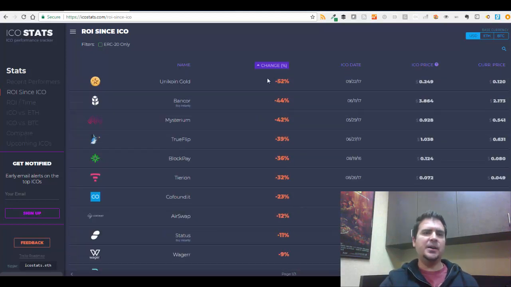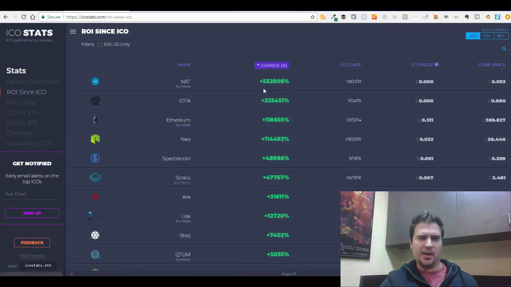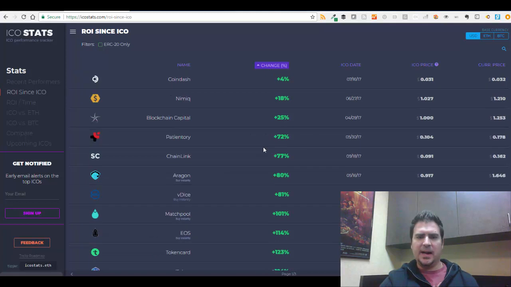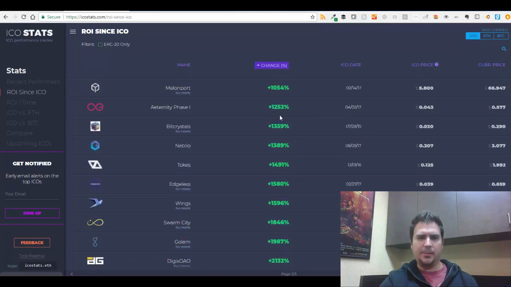The majority of ICOs since their launch have been very, very profitable. And these are the top ones up here, the top performers. But if we look down here, and let's go to page 2, it just goes up and up and up from here, right? 1,000%. Like these are big earnings, and no wonder people are interested in investing in ICOs, right? The potential is very, very big right now.